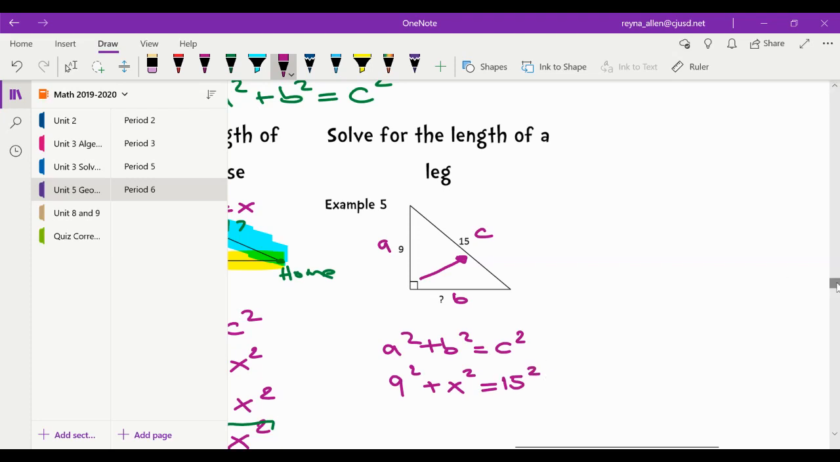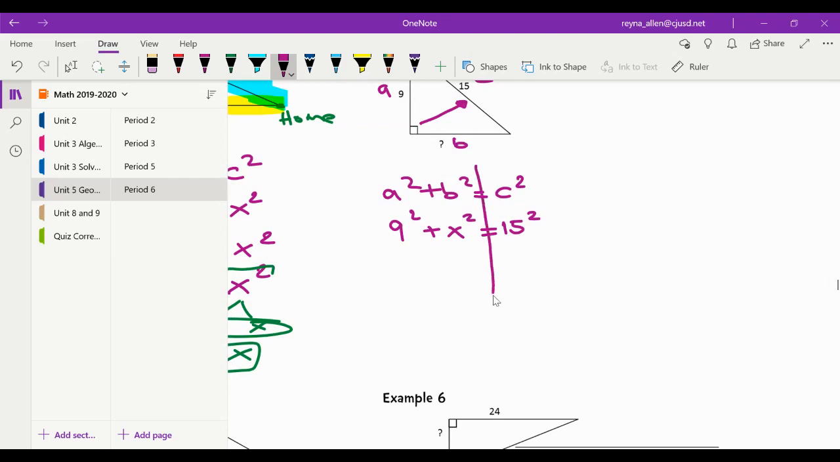So let's simplify what we have. We're going to do 9 squared, which is 9 times 9. And then we're going to do the x squared. We can't do that because we don't know what x is. So we're going to do 15 times 15. So 15 times 15 is 225. Okay. So now we're going to do the opposite. We got to get x by itself. But before we can do that, we have to move the 81. So the opposite of a positive 81 is a negative 81.